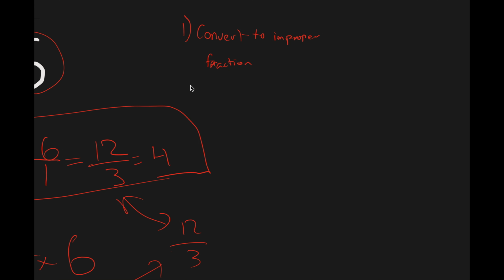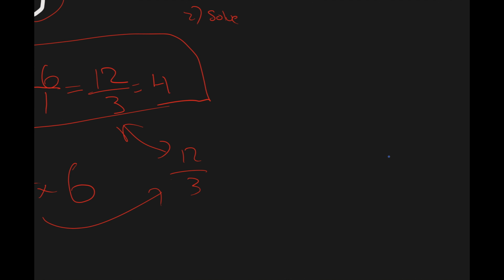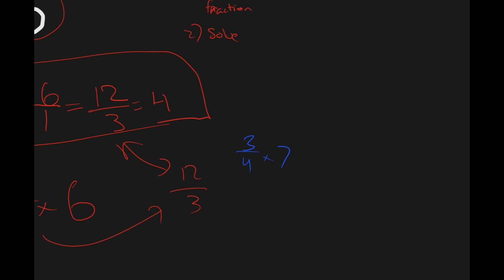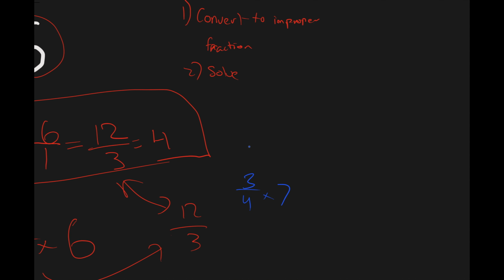In fact, I forgot to write down the second step. Second step, solve. So it's actually kind of simple. So I'm going to use blue. And we're going to do another example. Let's do 3/4 times 7. So first step, let me just bring this up a little. Step 1, convert to improper fraction. So we have 3/4, we're going to convert that into 7 wholes. And now we have step 1 completed.